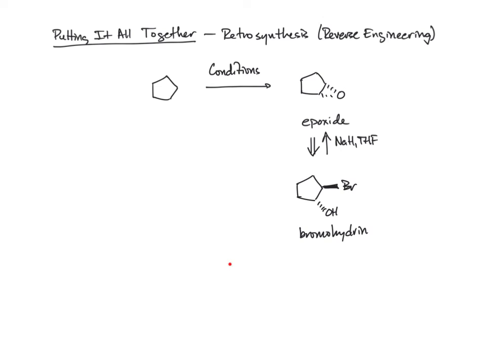Bromohydrin, we know that comes from an alkene. So our retrosynthetic arrow: we know that we can add Br and OH across the alkene using bromine water. That's the forward direction. How do we synthesize alkenes? We can synthesize those through elimination of an alkyl halide.